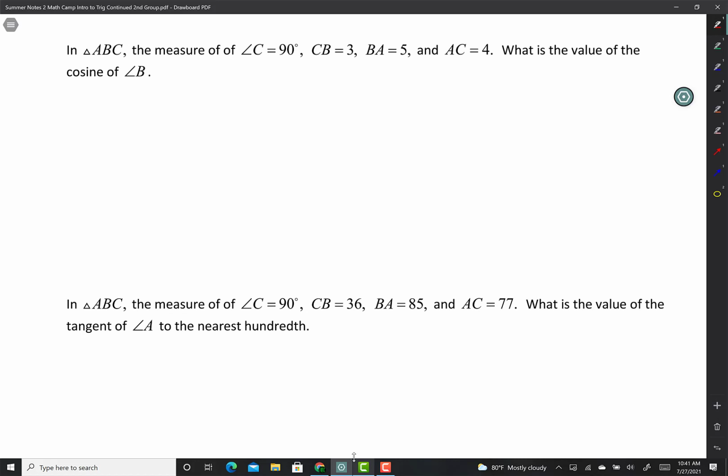Triangle ABC, the measure of angle C is 90 degrees, CB is 3, BA is 5, AC is 4. What is the value of cosine B? So notice they don't give you any images now like yesterday.